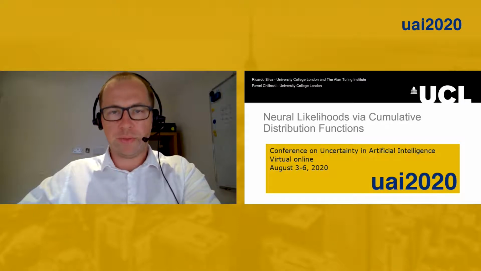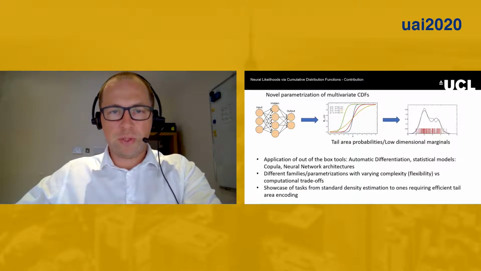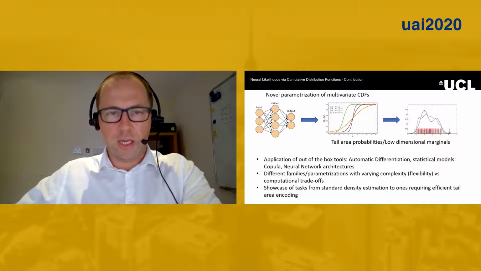In this talk, I'm going to summarize the paper Neural Likelihoods via Cumulative Distribution Functions, which was co-authored by Professor Ricardo Silva and myself, Pawel Chilinski, part-time PhD student. We leverage neural networks as universal approximators of monotonic functions to build a parameterization of CDFs by the application of automatic differentiation with respect to response variables and then to parameters of the CDF representation. We are able to build black box distribution and density estimators.